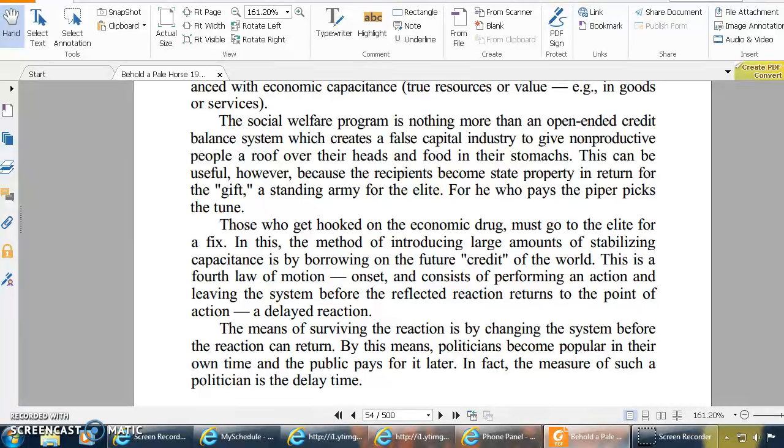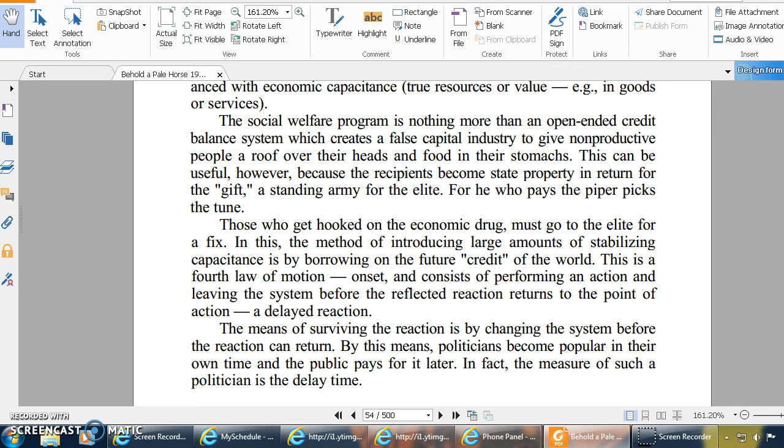This can be useful, however, because the recipients become state property in return for the gift, a standing army for the elite. For he who pays the piper picks the tune. Those who get hooked on the economic drug must go to the elite for a fix.